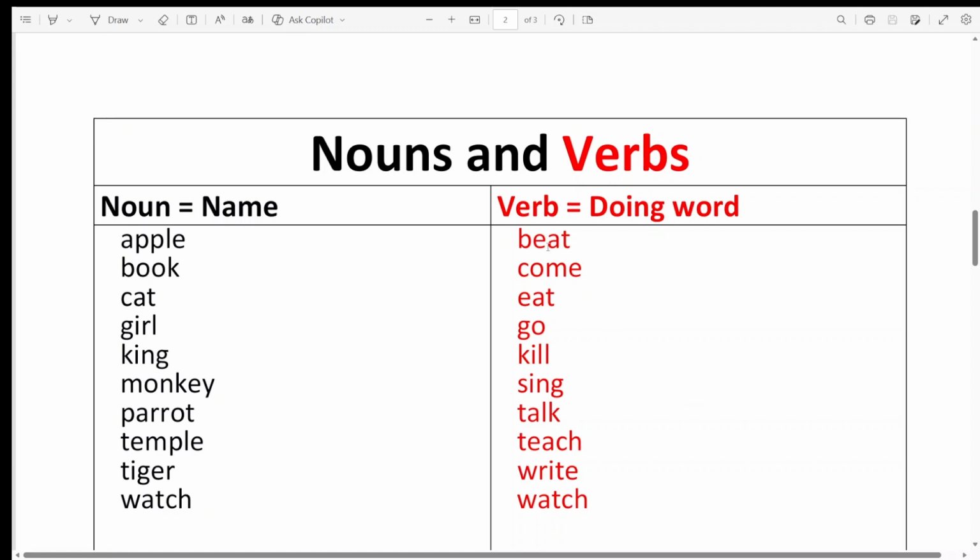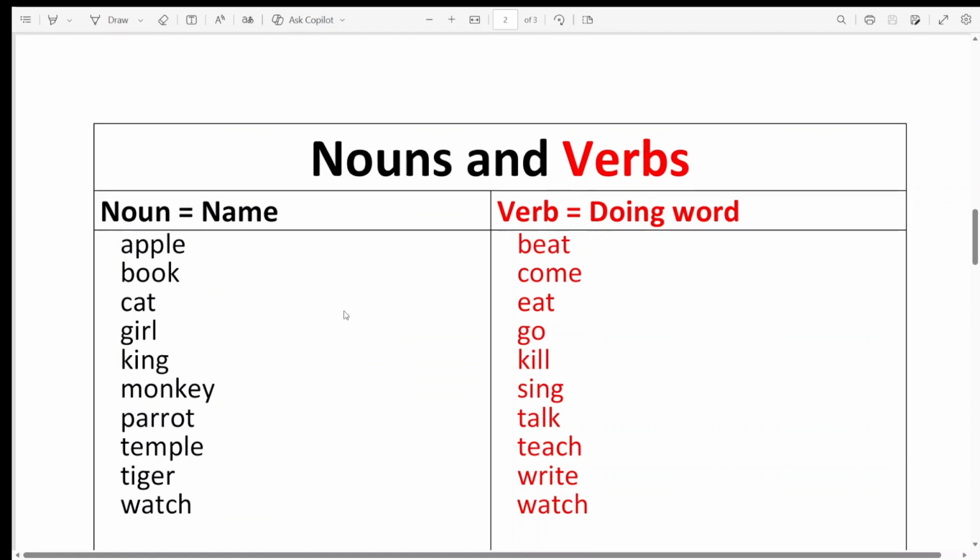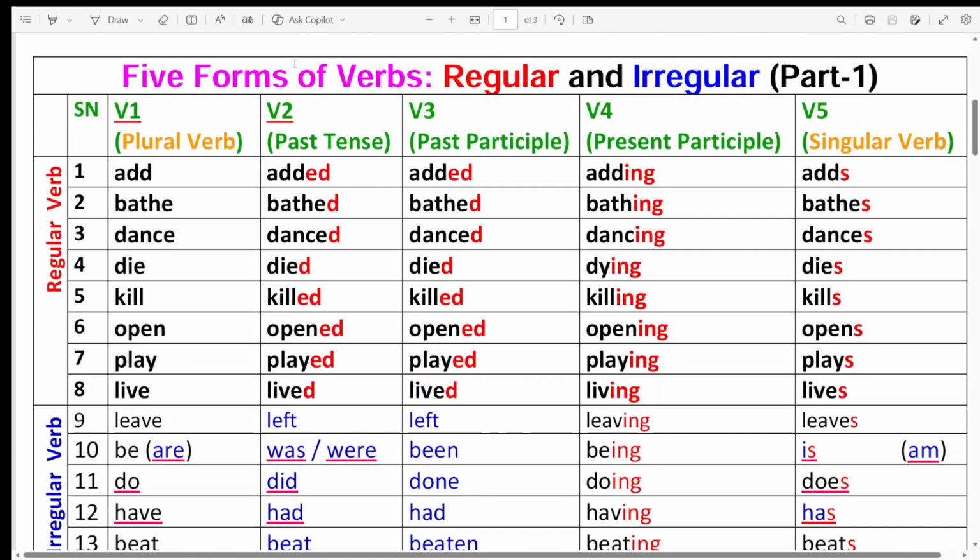So let you know here, a verb is simply a doing word. And you can add ing to verbs, whereas we can't do this with nouns. Then here, verbs. On the basis of forms, we divide verbs into 5 groups: V1, V2, V3, V4, and V5.